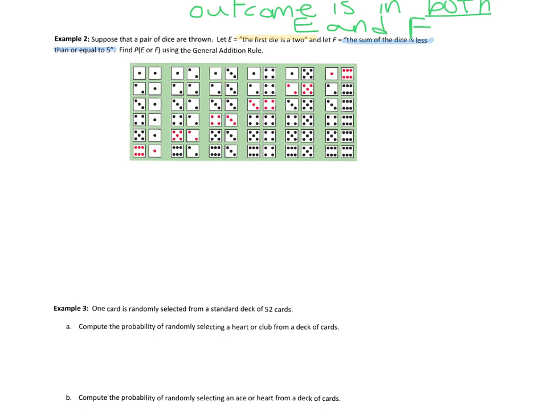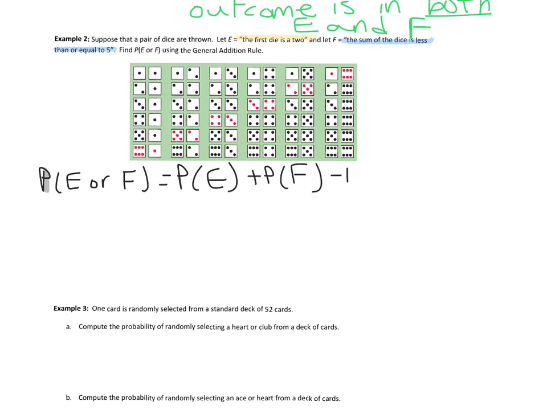All right, so this can definitely be solved by counting, but we're going to use the general addition rule because they asked us to. So the probability of E or F, according to our rule, is going to be the probability of E plus the probability of F minus the probability of E and F. Okay, so let's see how we're going to do this.